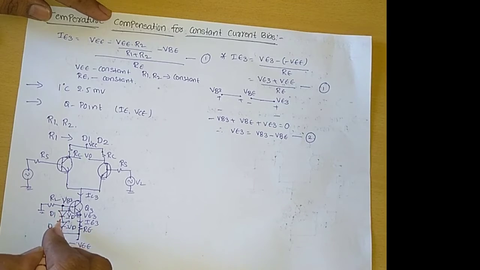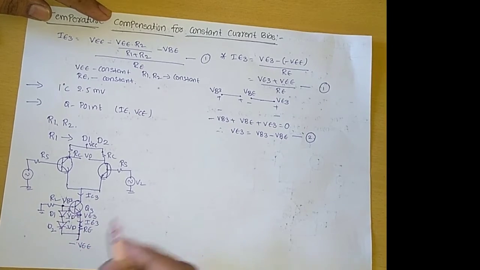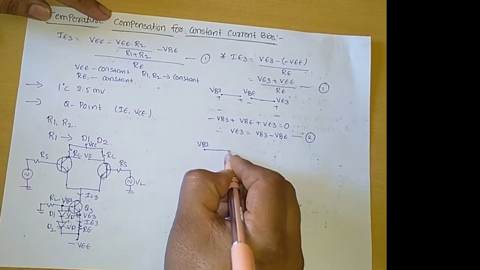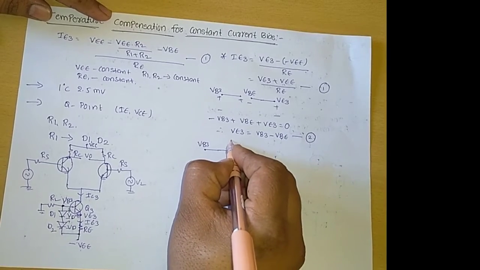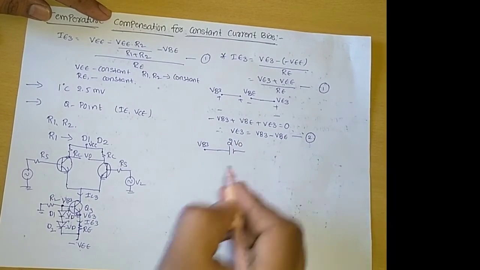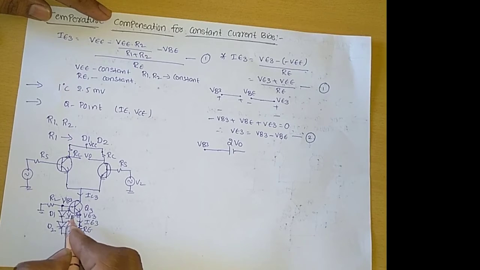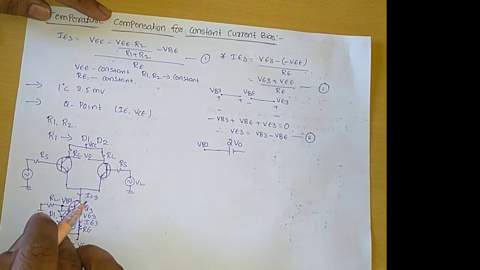Clear? With respect to these two diodes, the overall voltage drop across this branch is 2VD. At this end we have the base voltage and at this end we have the voltage VE. As per our convenient point of view, here we are mentioning the voltage as VB3, and this voltage we consider as 2 into VD. Why am I writing 2 into VD? Because each diode offers the voltage VD. So the diode D1 voltage drop is VD and the diode D2 voltage drop is VD. The overall voltage drop across this branch is 2VD.